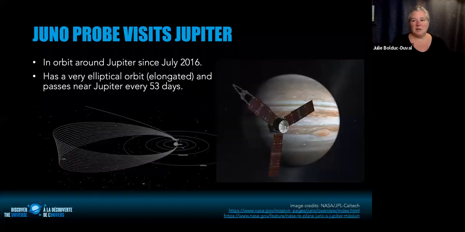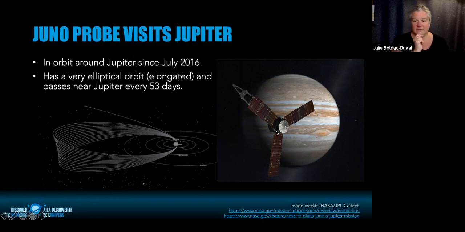So if you want to talk about Jupiter, make sure you include some images from Juno. It's been in orbit around Jupiter since 2016, and it has a very elliptical, very elongated orbit. You can see here it gets close to Jupiter and goes far away, and it gets close again and goes far away. And it does that every 53 days. It also goes above the poles. So this is an artist rendition of the probe. Oh, by the way, it is solar powered.